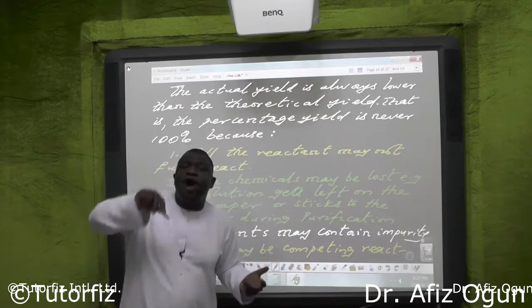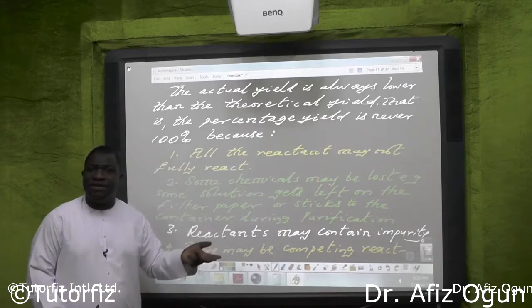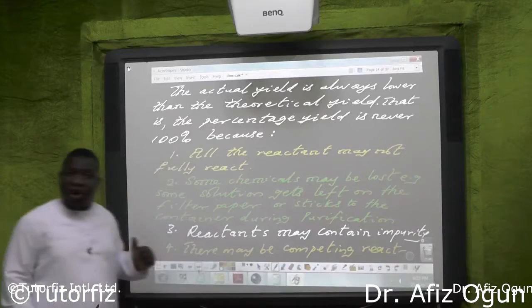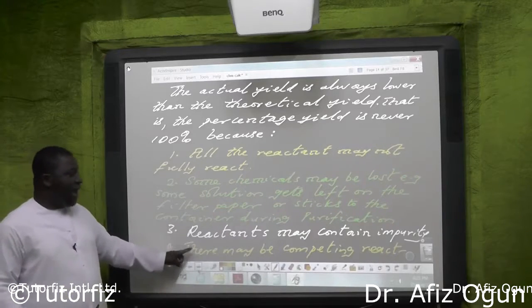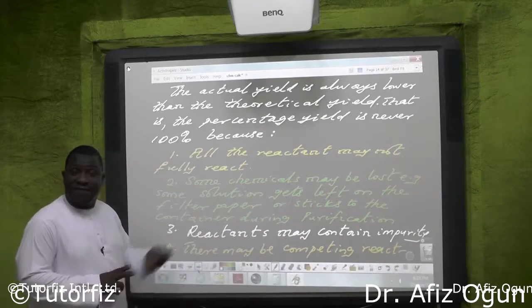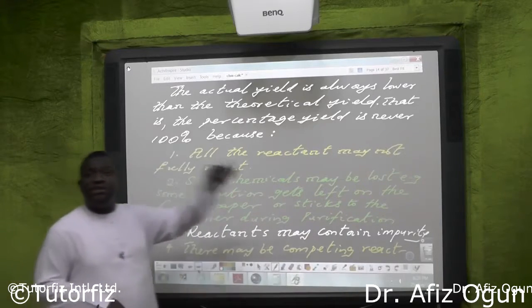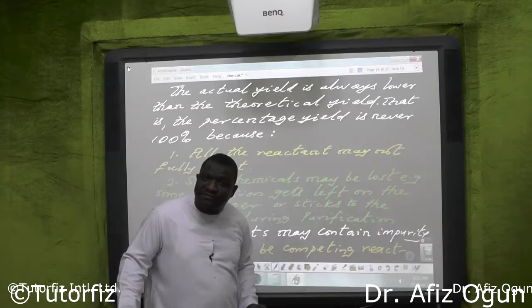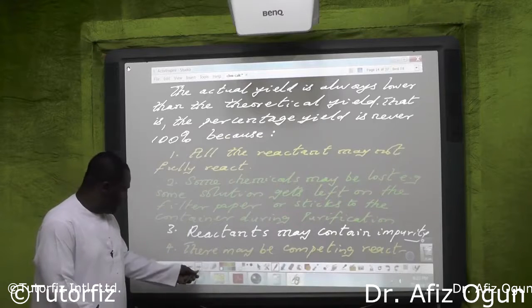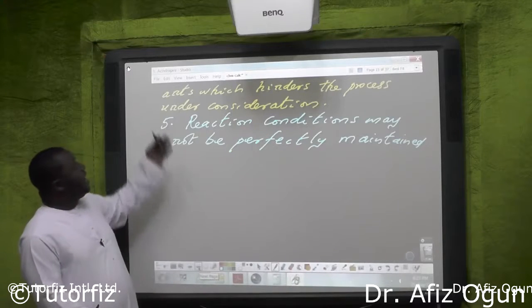So the pure raw material A is reacting with B. The impurity is also reacting with B. That's it. A competing what? Reaction. So you may have a competing reaction. If you have a competing reaction, it will not yield your desired product. So the yield will be reduced. The product will be reduced.